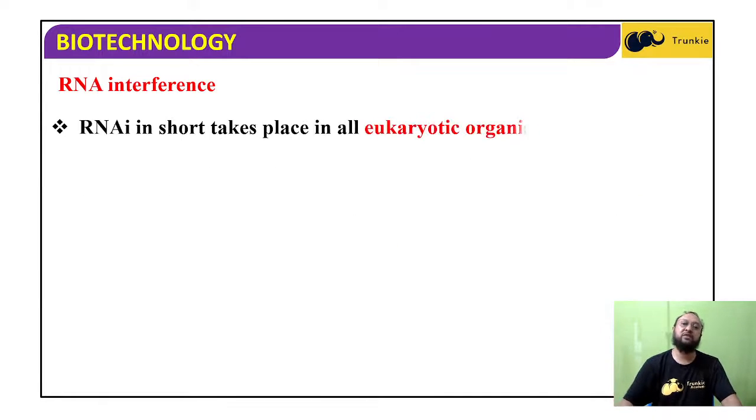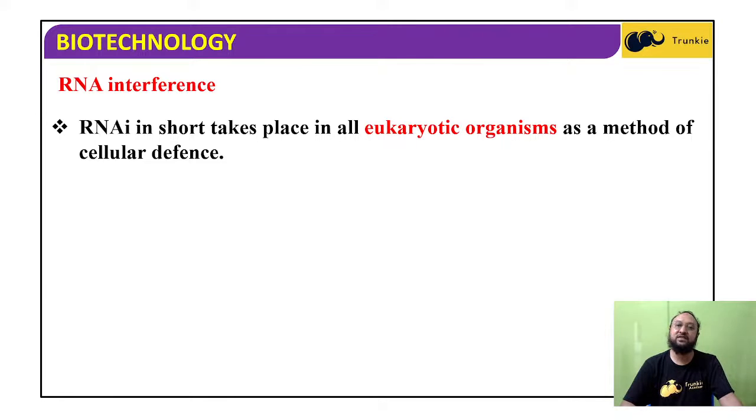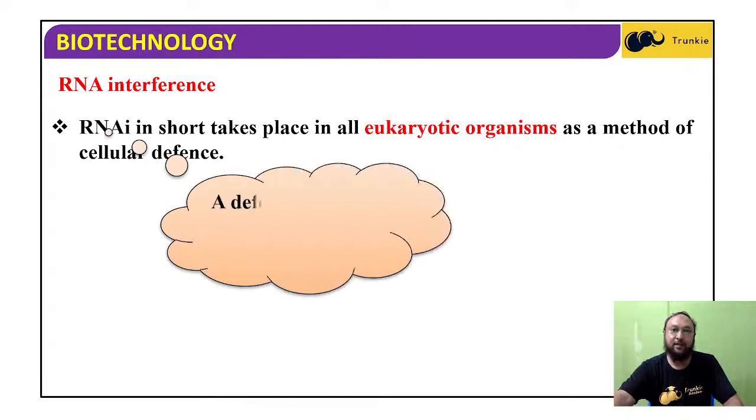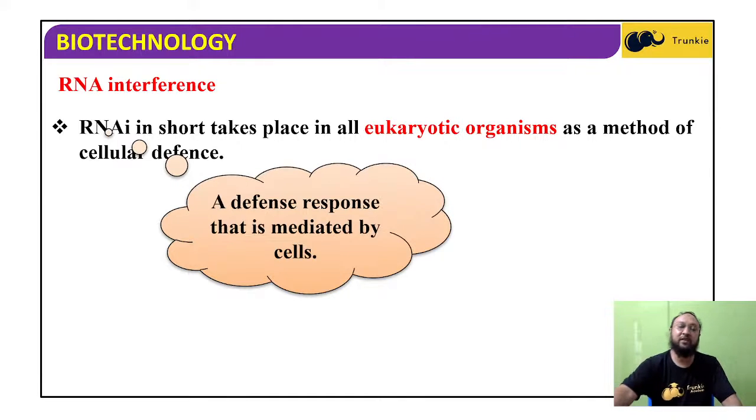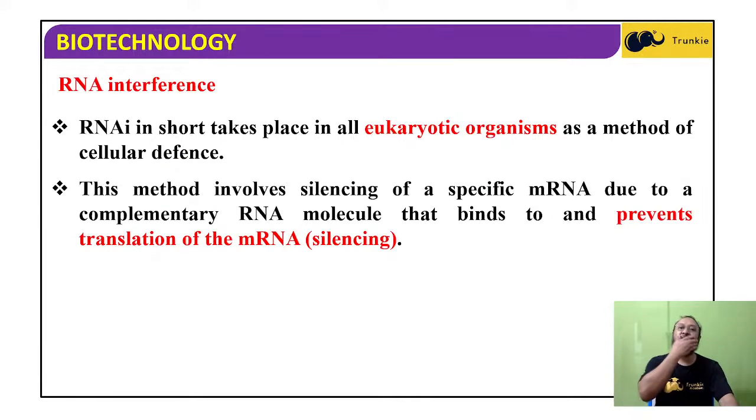RNA interference, interfering with the RNA, RNAi in short. It takes place in all eukaryotic organisms as a method of cellular defense, that means a defense response mediated by the cell. This method involves the silencing of a specific mRNA due to a complementary RNA molecule that binds to and prevents translation of the mRNA. That is silencing. So what we do is stop the expression of one particular gene by silencing the specific mRNA.